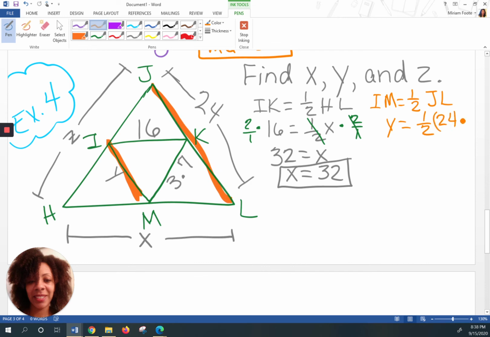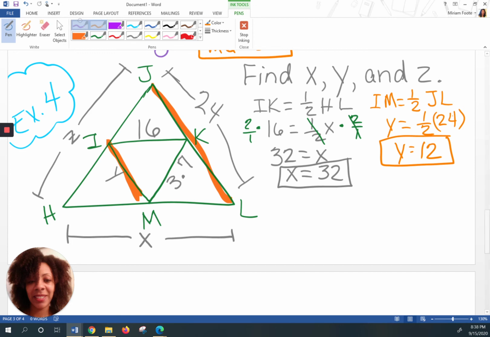And now you don't have to multiply both sides by 2 over 1 because y is already by itself. So on this side, you just simplify. 1 times 24 is 24. 24 divided by 2 is 12. Again, if I'm checking my answer, if y is in fact 12, is that half of 24? If it is, that is correct. Or 12 times 2, is that 24? So that's how I know I'm on the right track.